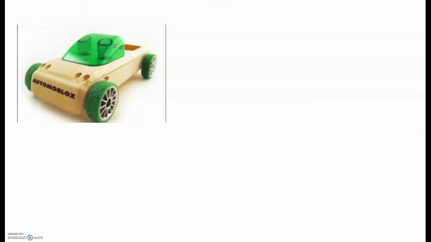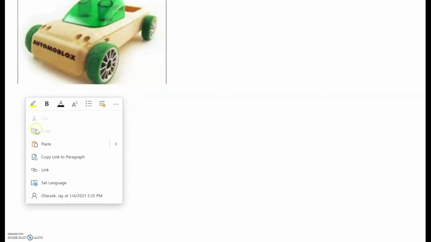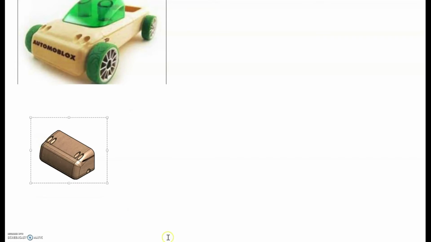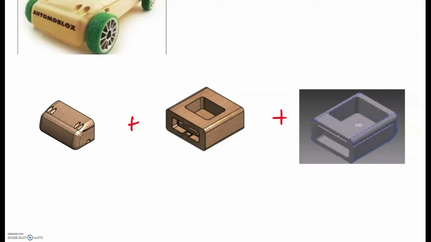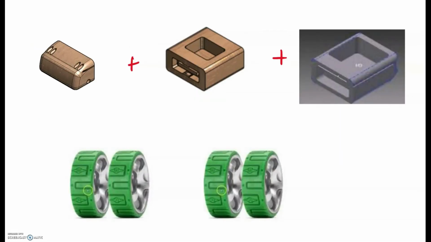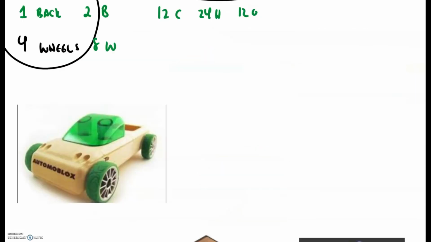Let's say that you wanted to write an equation for how to assemble one of these. It might end up looking like this. So if we were going to write this equation, we might say that you need one front, you need one middle, and you need this bed section. Sorry, I couldn't find a color picture of it. And the final thing that you need is 4 wheels. So you've got the basic recipe for building one of these.